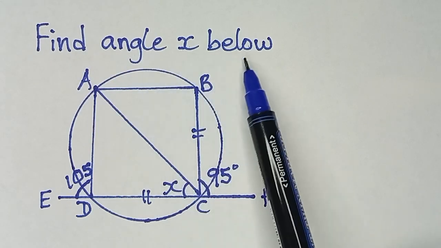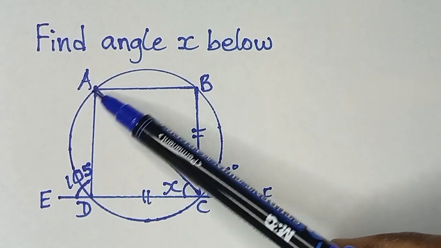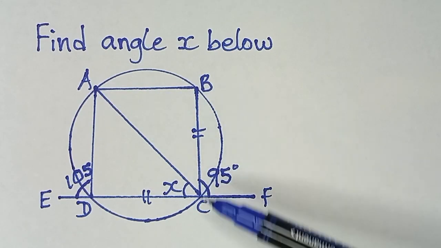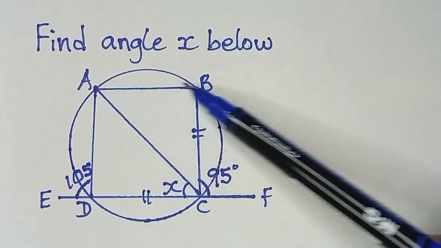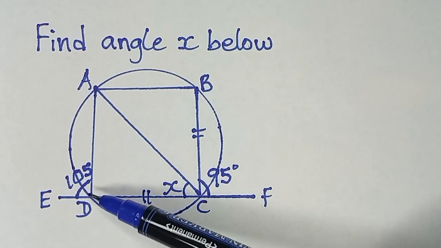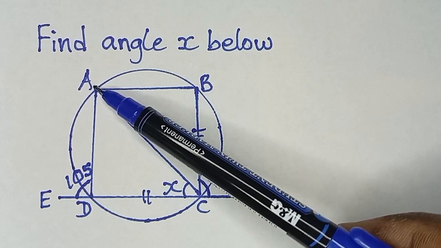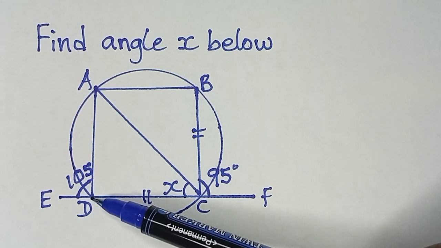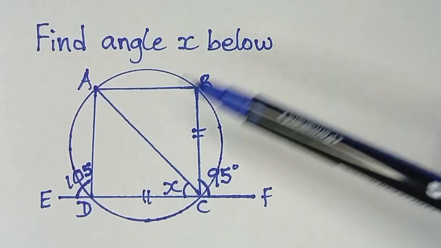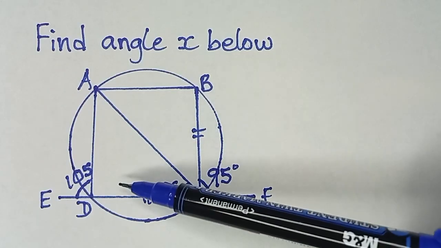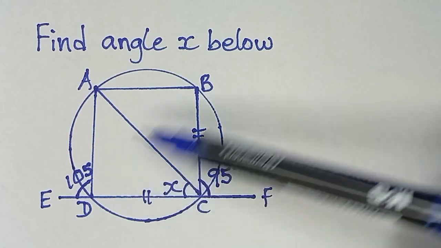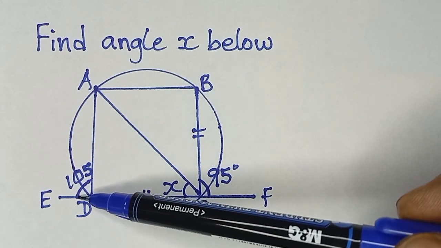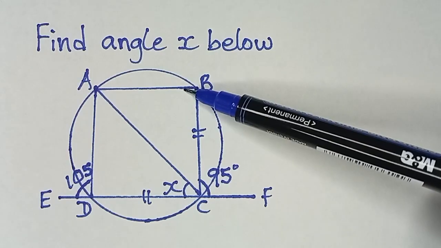Find angle x below. Now, for us to find the value of angle x here, let's look at this quadrilateral ABCD. That is a four-sided figure and is a cyclic quadrilateral. A quadrilateral where all the angles are at the circumference of the circle is a cyclic quadrilateral. Now, for a cyclic quadrilateral, we know that the opposite angles like this are equal. That is, if this is 105 externally, this angle will also be 105.